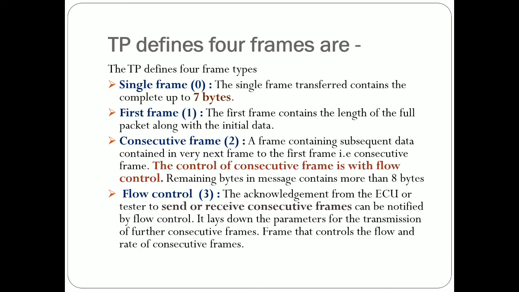So for flow control, the code is 3. The flow control generally is for either the ECU or the tester to acknowledge that I am sending more bytes, that's it. It lays down the parameters for transmission of further consecutive frames. What parameters are to be controlled is also taken care of by the flow control. So these are all the 4 frames in TP. These are the codes: 0 single frame, first frame 1, consecutive frame 2, and flow control 3.